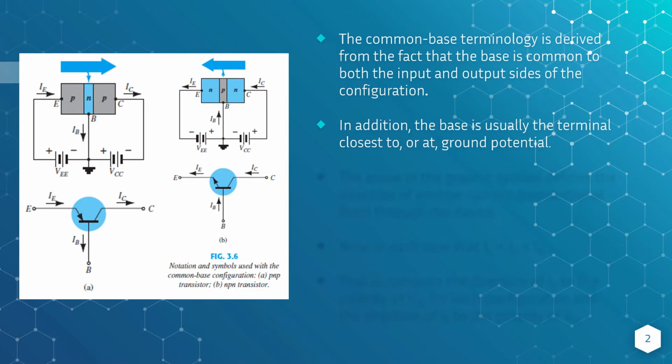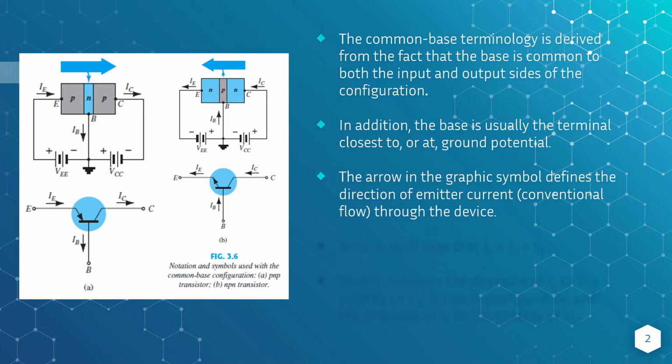So throughout this text, all current directions ay tatawagan nating conventional flow, or susundin natin yung conventional flow rather than the electron flow. The result is that the arrows in all electronic symbols have a direction defined by this convention. Recall that yung arrow in the diode symbol defines the direction of conduction of conventional current. Another is the arrow in the graphic symbol defines the direction of emitter current or conventional flow through the device. So all the current directions na nag-a-appear sa picture na makikita natin sa slide is the actual directions as defined by the choice of conventional flow.